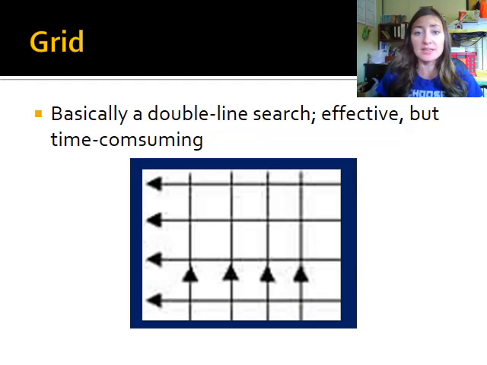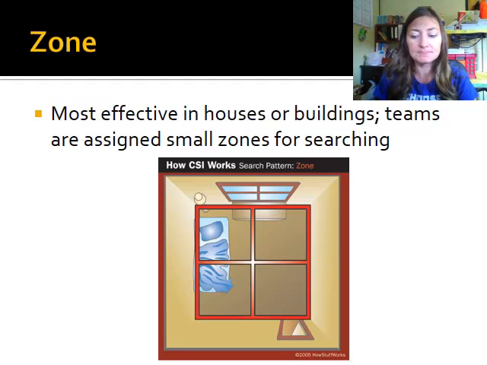A grid method is basically a double line search. So you go one direction first and then you go perpendicular to those original lines. It is incredibly effective. You're not going to miss anything doing a grid search, but it's very time consuming. And again, you do have to have a lot of people. And if you have objects in the way, this is not the appropriate search pattern to use because then you wind up going in a squiggly line around those objects.